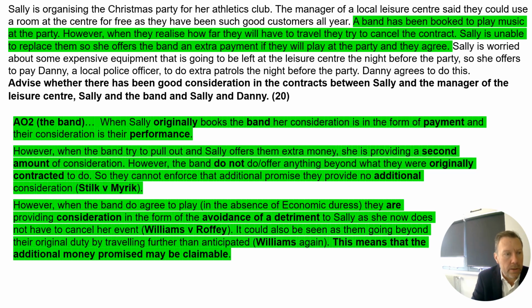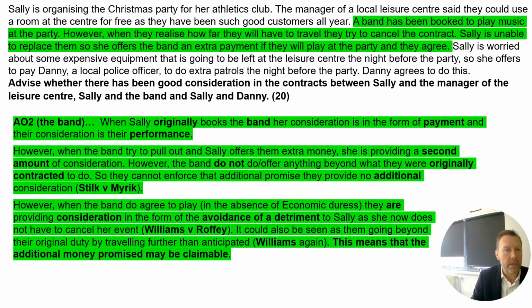And then your little conclusion, perhaps not quite so certain this time. That's fine, you're not the judge. You're just the lawyer identifying the legal points. So if you do a little conclusion, you could just say that the additional money promised on this latter basis may be claimable. So that's the second bit dealt with.